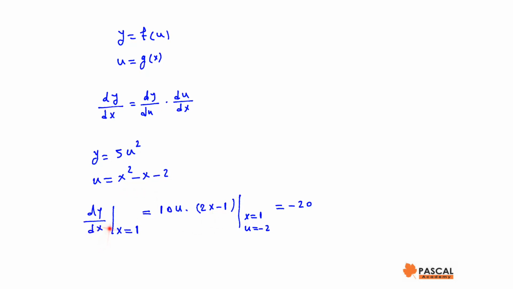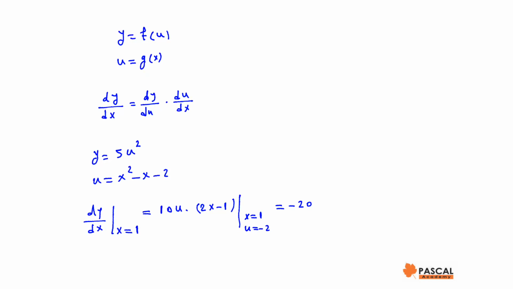Therefore, dy dx at x equals 1 is 10u times 2x minus 1, when x is 1 and u is negative 2. Notice u is x squared minus x minus 2. That means when x is 1, u is 1 minus 2, which is minus 2. This means the derivative of y with respect to x at x equals 1 is negative 20.